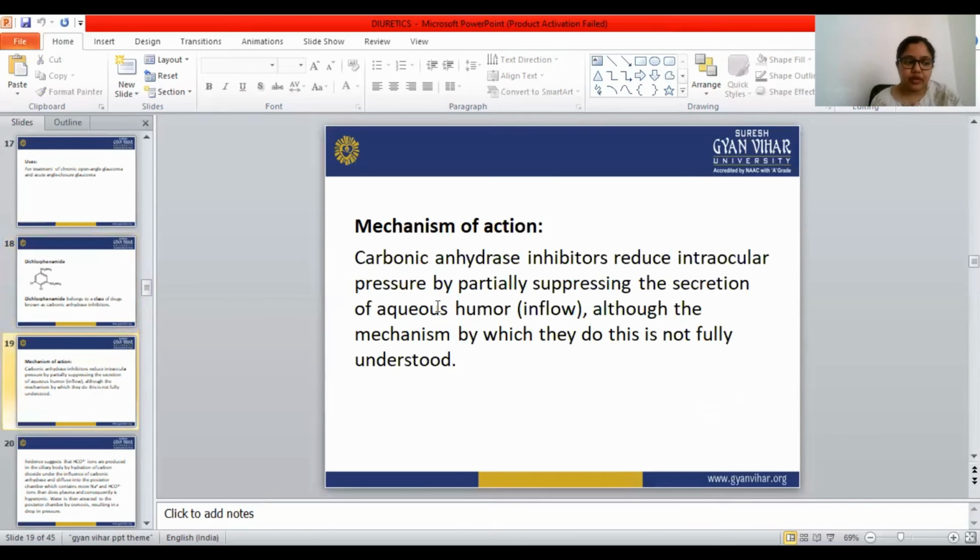And the mechanism of action. Carbonic anhydrase inhibitors reduce the intraocular pressure by partially suppressing the secretion of aqueous humor. Okay, so what do carbonic anhydrase inhibitors do? They reduce the intraocular pressure by partially suppressing the secretion of aqueous humor, although the mechanism by which they do this is not fully understood.